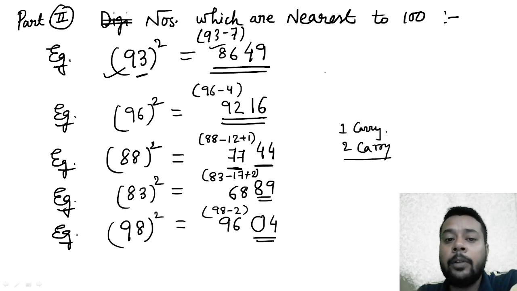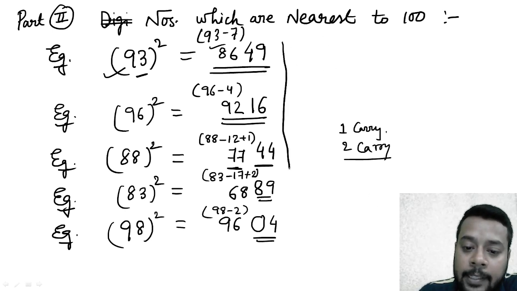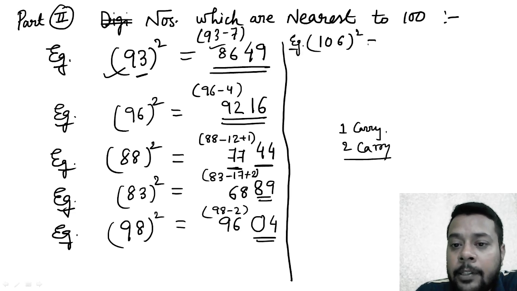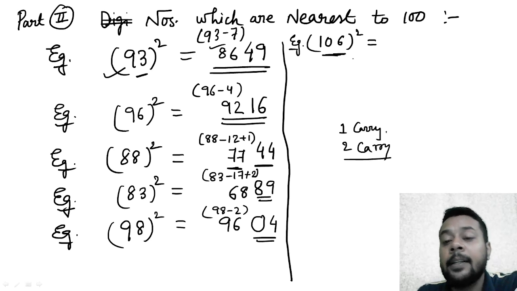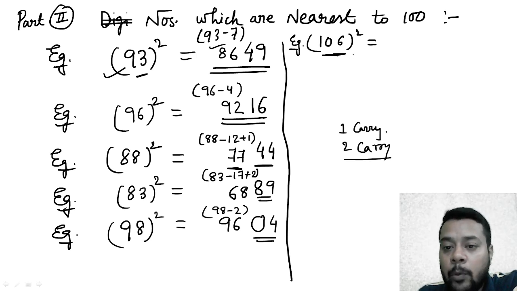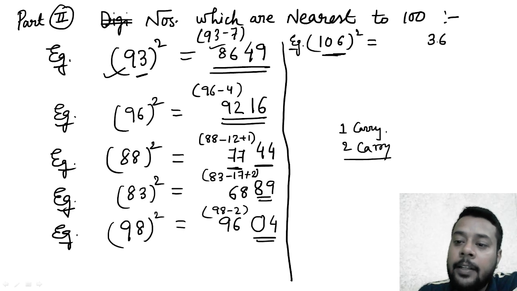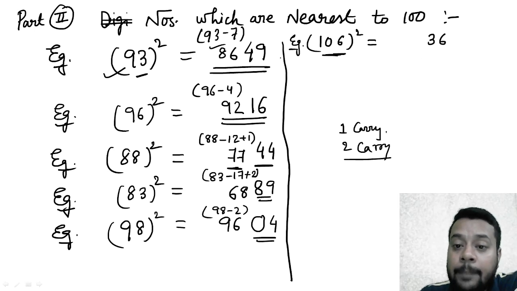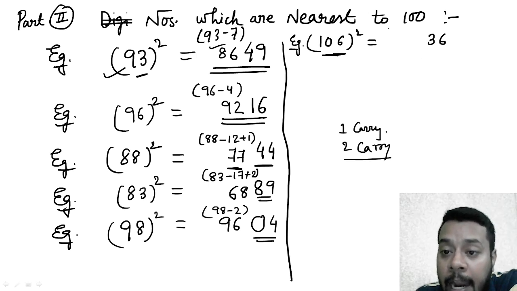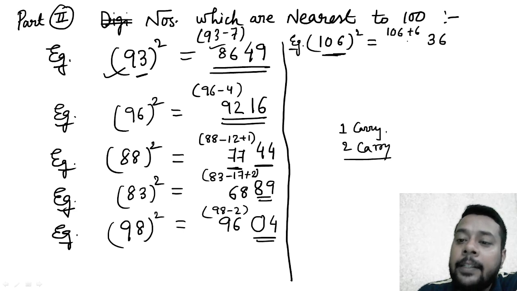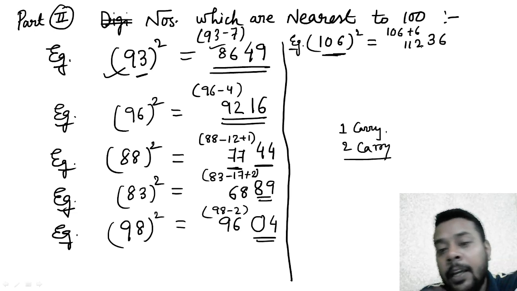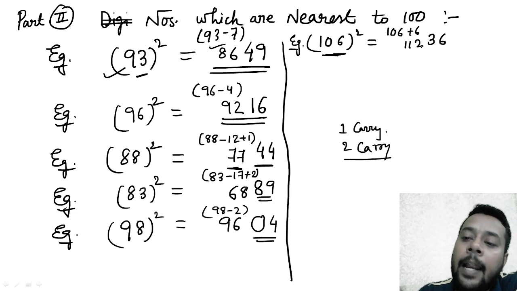Now, it is not only about numbers less than 100. We can apply this concept for numbers which are more than 100 also. For example, 106 square. Clearly it is seen that this number is 6 more than 100. Then first of all 6 square is 36. This part is the same, we write down 36. But this time, since it is more than 100, we will add 6 to 106 and we'll get 112. Before, it was less, so we used to subtract. But here it is more than 100, so we will add.